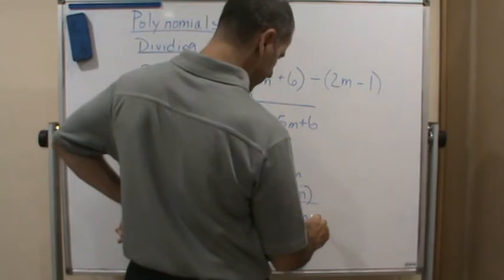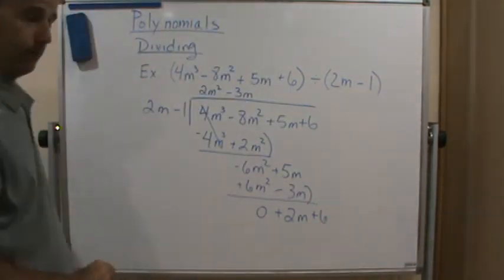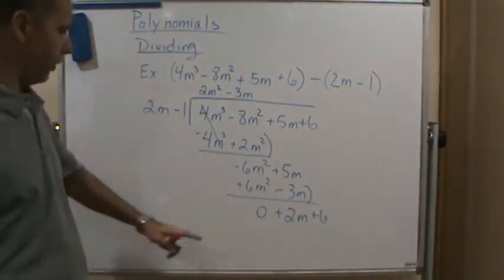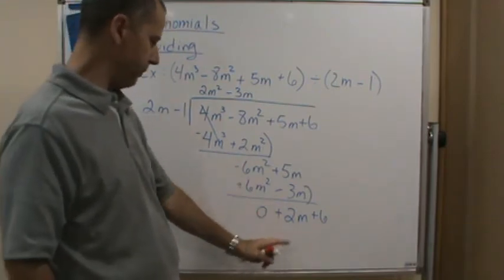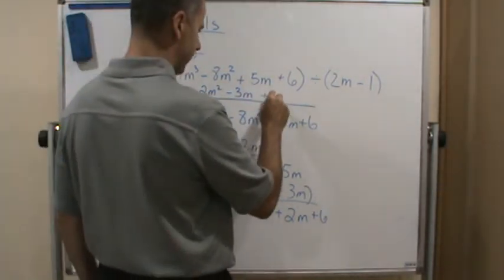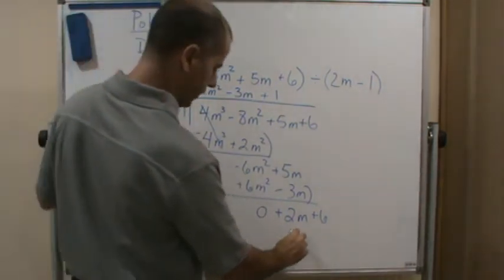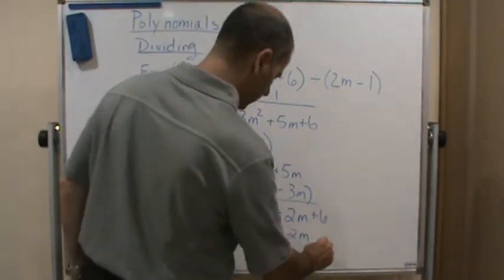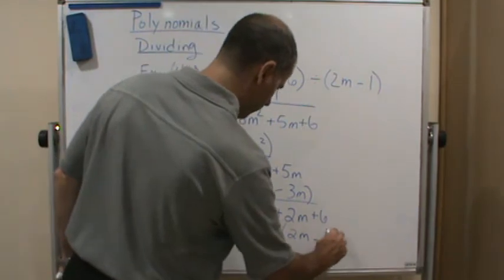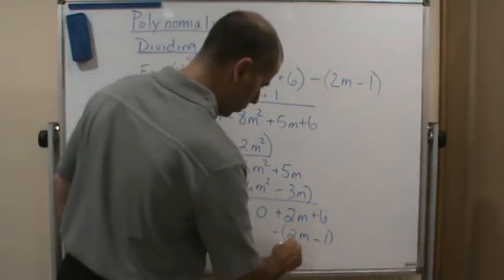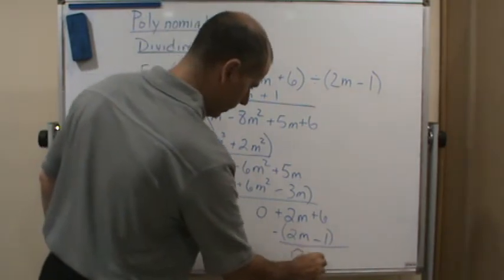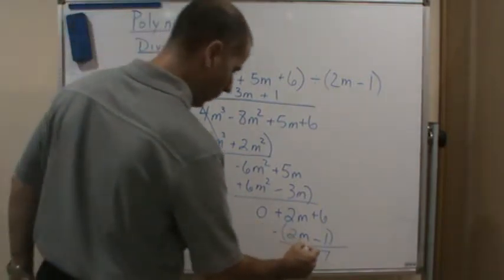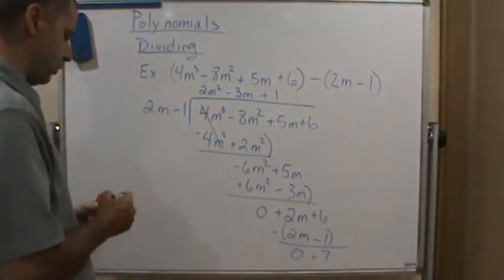Now I'm going to drop down the 6 and do it again. Okay, and now that I've reached the end, this is the last time I'm going to do it. So again, what do I need to multiply 2m by to get 2m? 1. So I'm going to have a plus 1 here. So that means if I multiply, I'm going to get 2m, and then negative 1 times positive 1 is a negative 1. And so if I subtract, now I'm going to get what? I get a 0 here, and I get a 7 here, and I'm done, and I have a remainder of 7. So I get a remainder of 7.